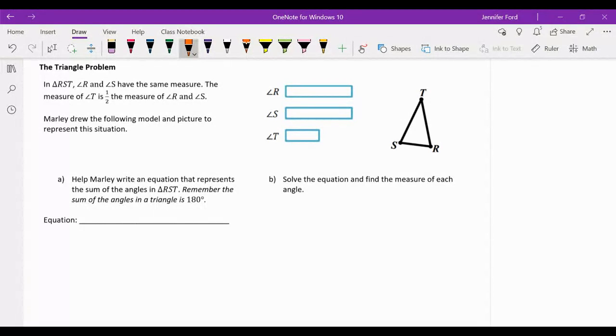All right. Go ahead and take a moment. Try to write the equation and then try to solve it, and then we'll go over these together.